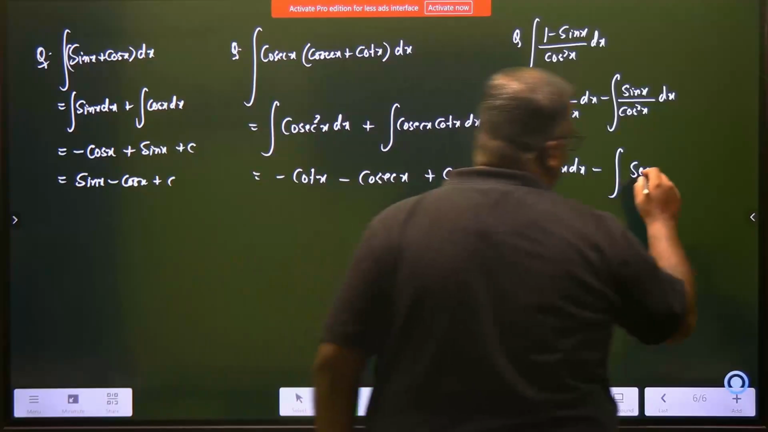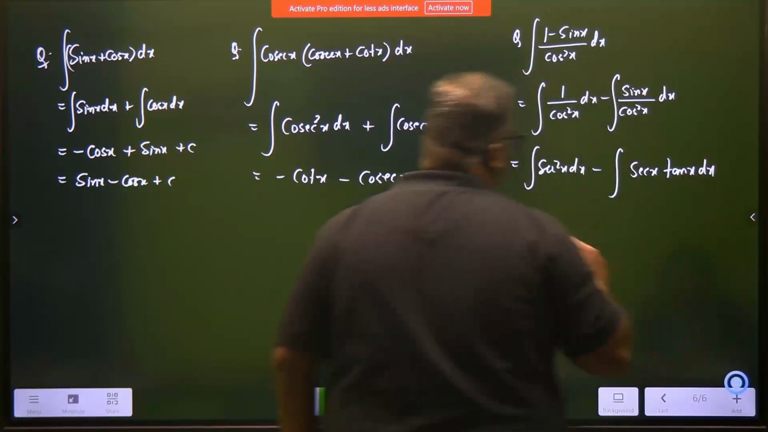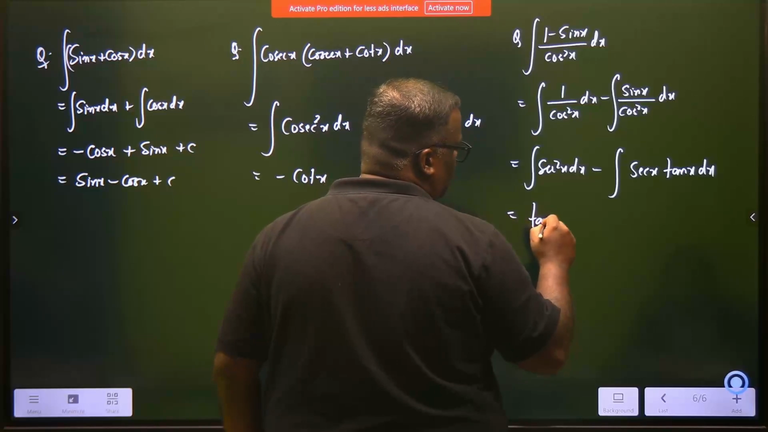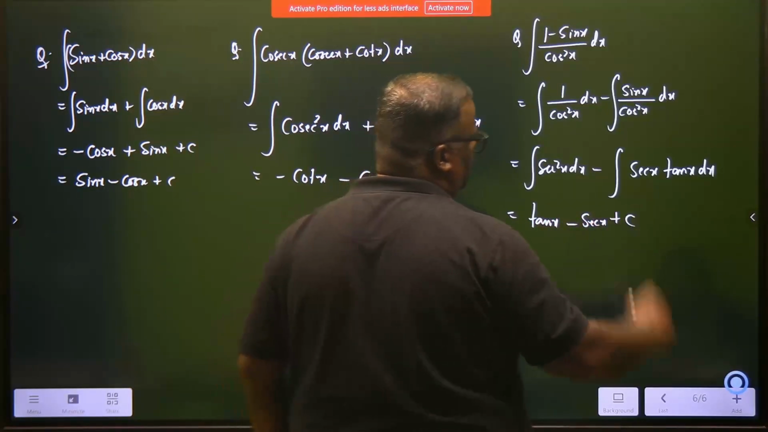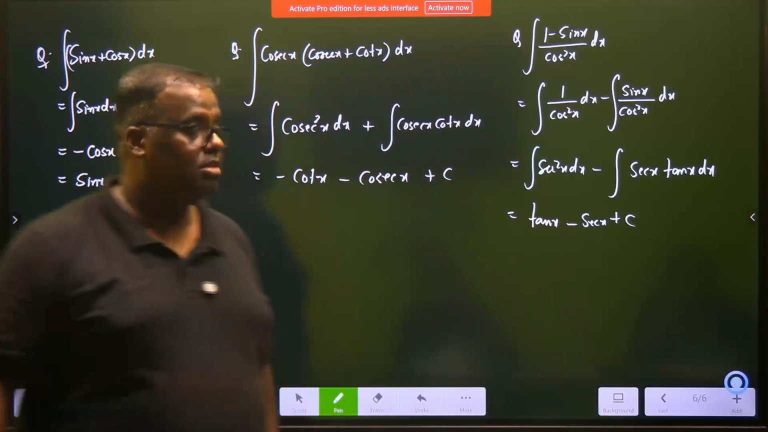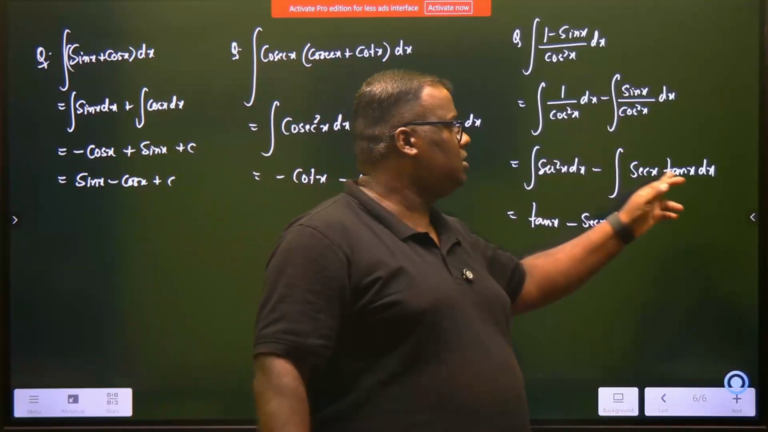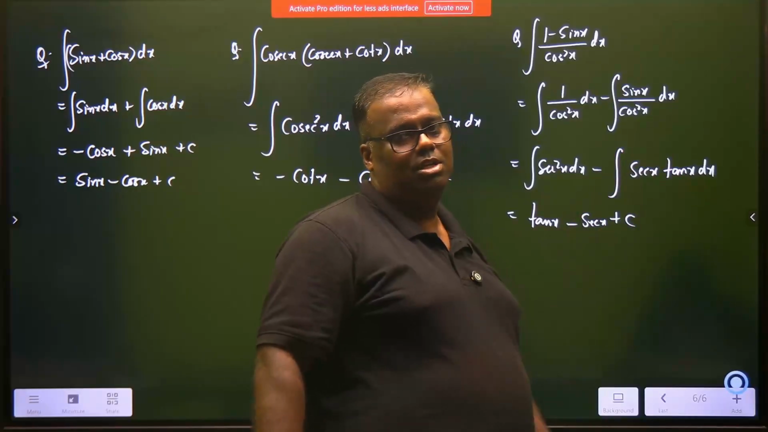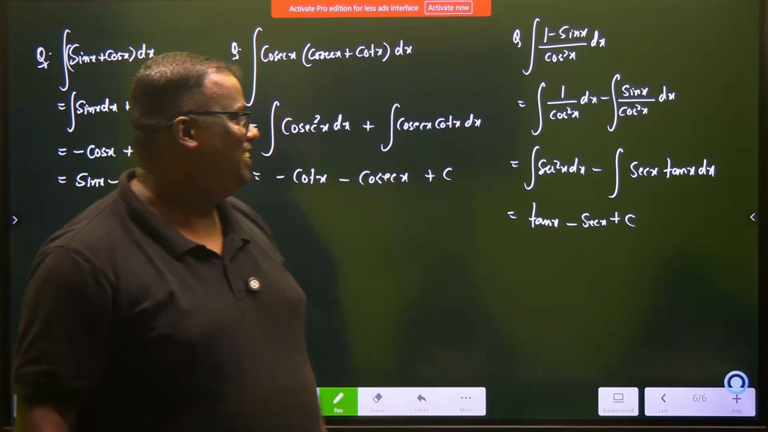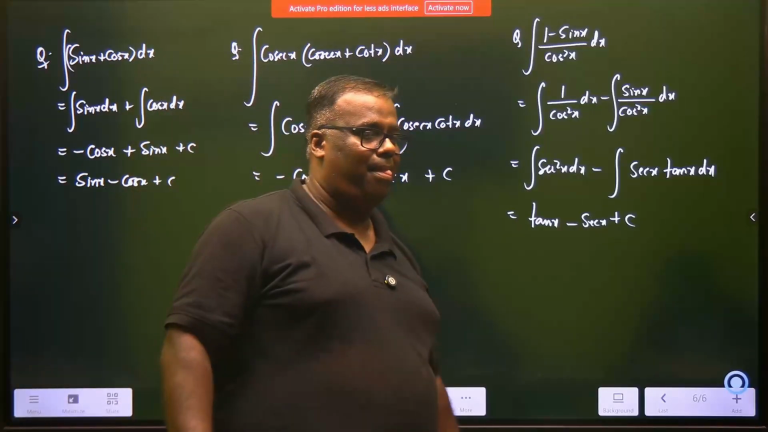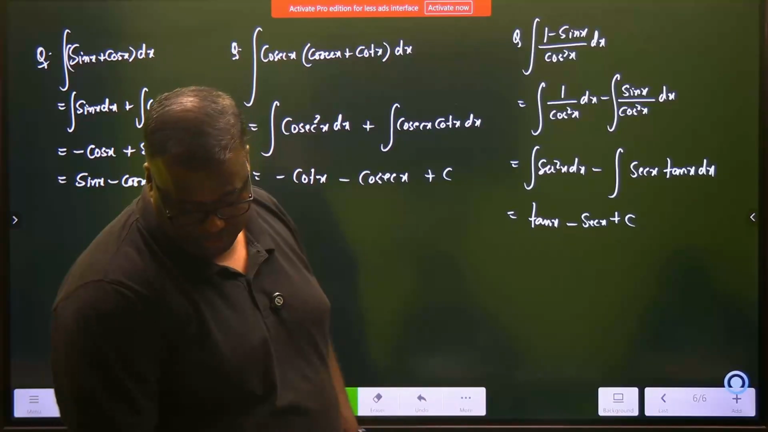tan x dx. Sec square x means tan x minus sec x plus c. Sin x by cos x is tan x and 1 by cos square is sec x. That's why they gave it to you like that. It will be sec x. समझ में आएंगे?